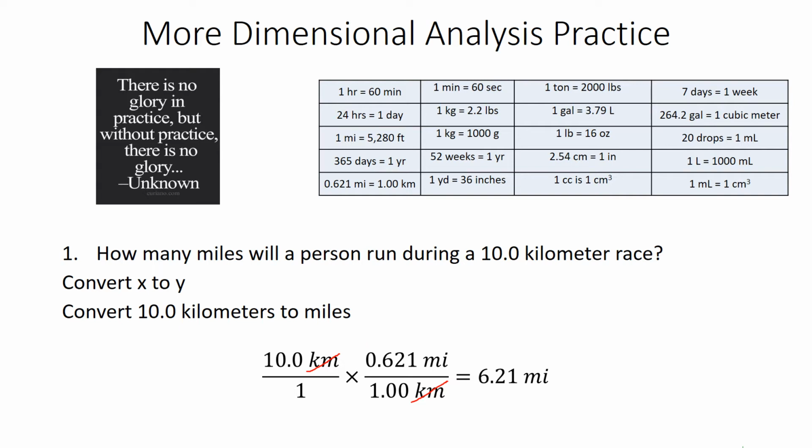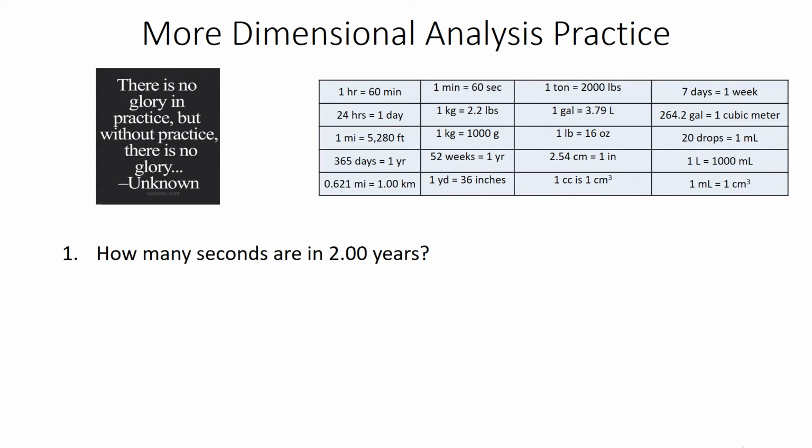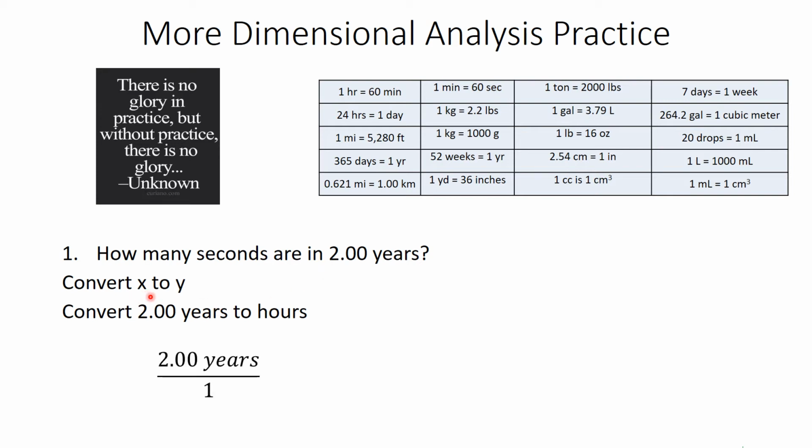So let's see if we can do that for another problem. This question says, how many hours are in 2.00 years? So again, I'm trying to convert x to y. In this problem, I am converting 2.00 years into hours. So again, I start with my x, the amount I'm given, 2.00 years. And ultimately, I want to get something that is equal to 2 years, but expressed in hours. So I really have to multiply by 1 a bunch of times.